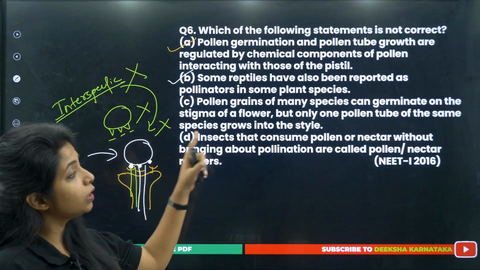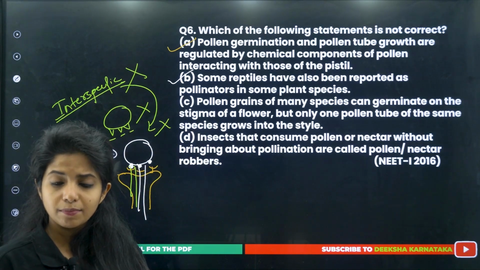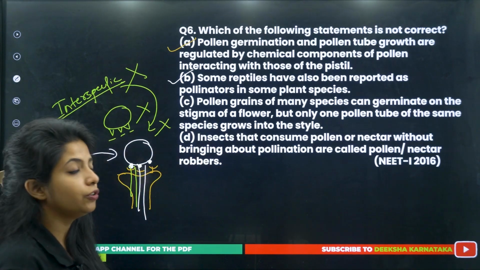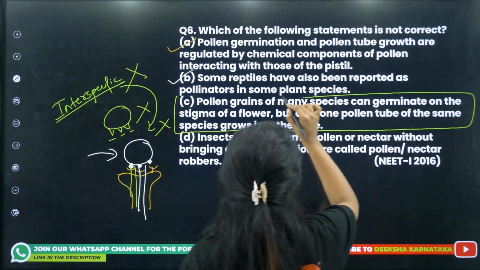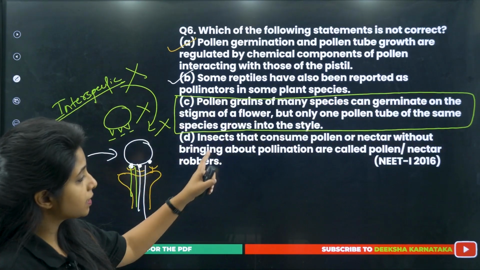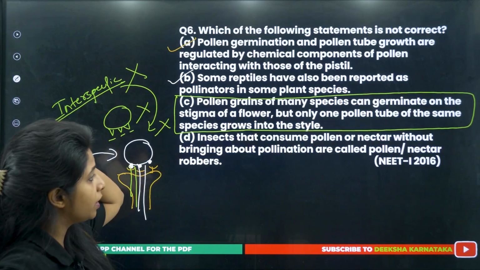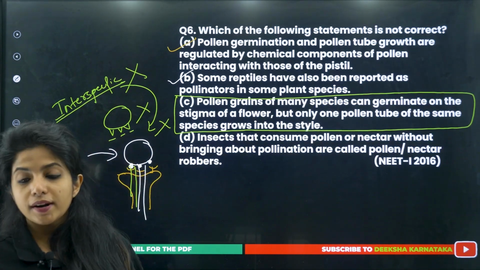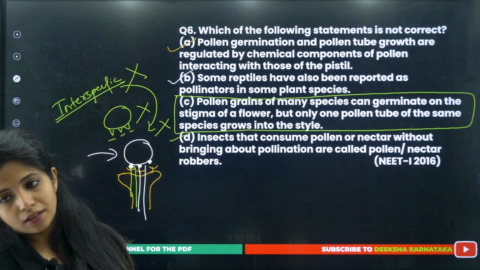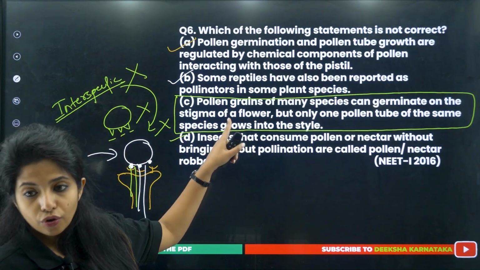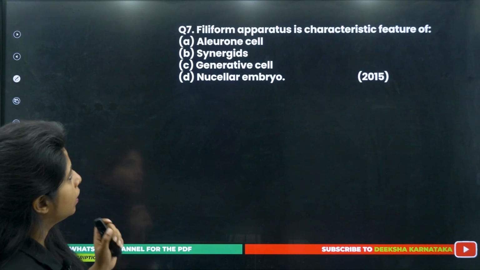Second thing, they are saying only one pollen tube can germinate in the style. No, it can be multiple pollen tubes that can germinate. So this entirely is wrong, and this is what we had to find out. Now, insects that consume pollen or nectar without bringing about pollination are known as pollen or nectar robbers. That is also correct, children. This came in NEET 2016. So this is the answer which is wrong. This is not correct. Okay.